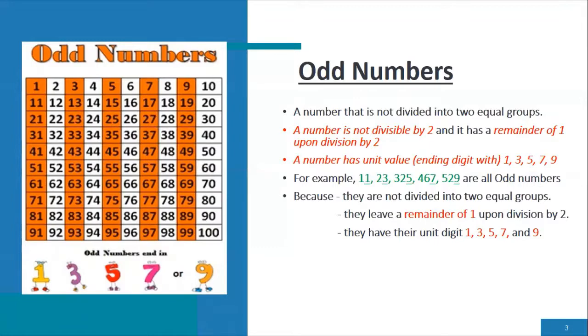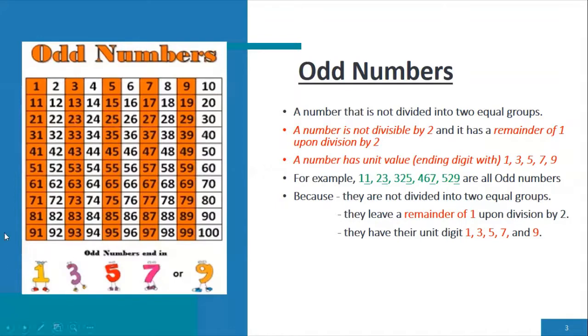Let's have a look at the examples given here. 11, 23, 325, 467, 529. In these numbers, you can see the last digit or unit value in 11 is 1. Then in 23, the unit value is 3. 325 has unit value 5. 467 has unit value 7. 529 has unit value 9. So they are all odd numbers because they are not divided into two equal groups, and whenever we divide them by 2, we get remainder 1.